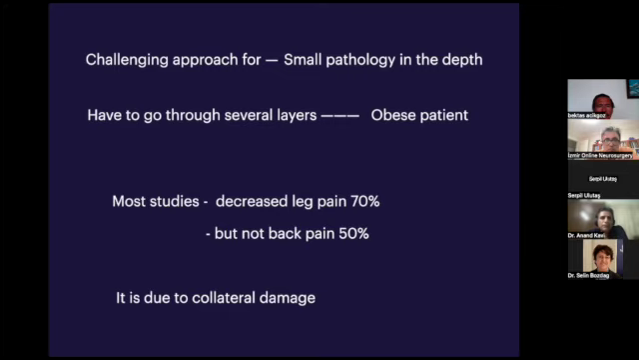Now, if you go through the literature, most studies would show you that after decompression, patients had an excellent decrease in leg pain, nearly a 70% success rate with these decompressive surgeries. But sooner or later, they all complained of back pain, and this percentage was very high. Nearly 50% of the population which underwent open surgeries had some sort of back pain or chronic ailment in the back. Now, this was due to the collateral damage of our surgery, of our approach.